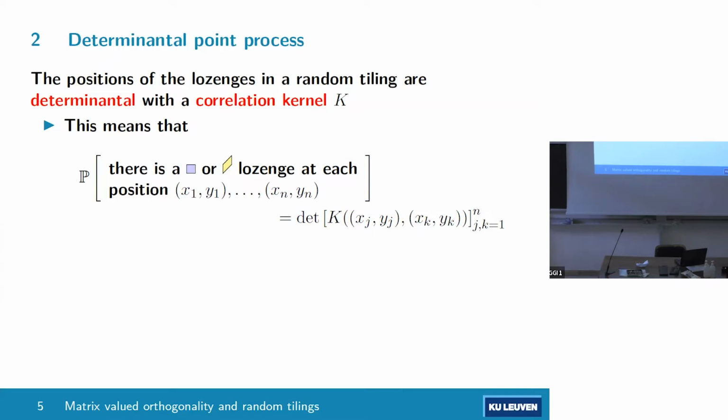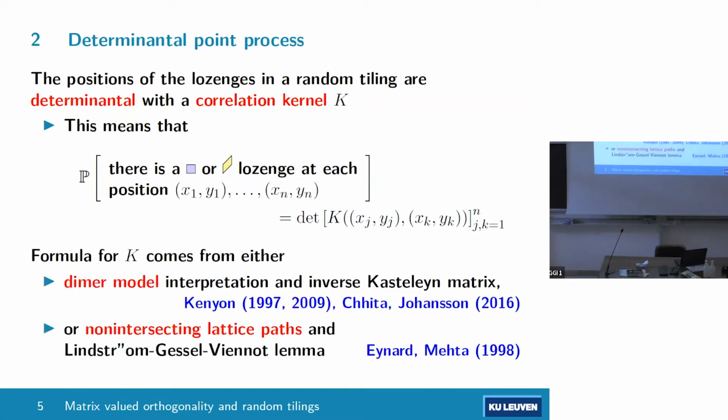Well, there's also randomness, and we hope there's also universality. Okay, so everything's okay. The task is then to get your hands on this kernel, and there are two basic approaches to this. The first one is due to Kenyon, and it interprets this model and other models as a dimer model on a planar bipartite graph. Then there is the notion of a Kasteleyn matrix associated with such a dimer model, and the inverse of the Kasteleyn matrix is very much related to this correlation kernel. That's one way to approach it.